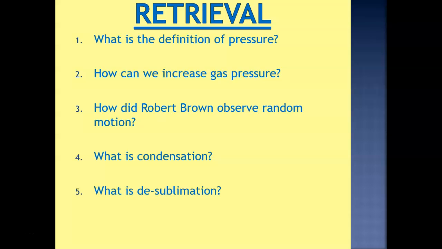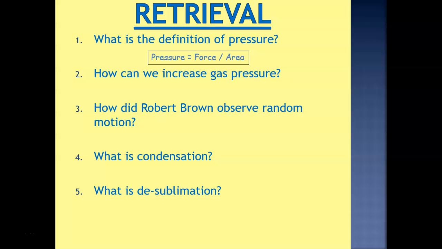Okay, question 1. What's the definition of pressure? Pressure is defined as force divided by area. So the amount of force exerted on something divided by the area over which that force is spread. So a high pressure would be over a very, very small area, a low pressure over a massive area.